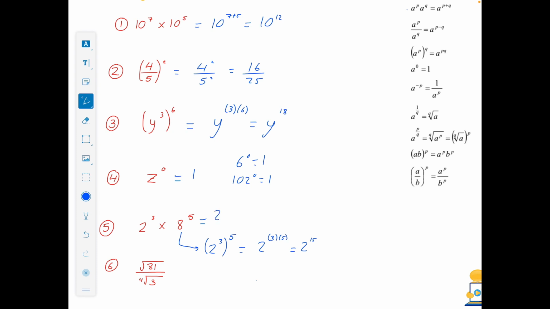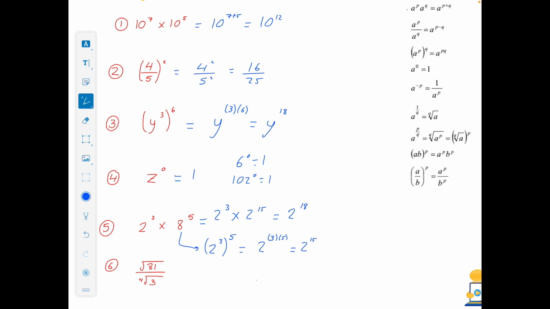That was just a little bit of rough work. So now I'm going to go back up to my question. Okay, 2 to the power of 3 can stay the way it is. And instead of multiplying by 8 to the power of 5, I'm going to multiply by 2 to the power of 15. Okay, now we're back to our straightforward multiplying because our bases are the same. So you can just add the powers. So that'll be 2 to the power of 18.